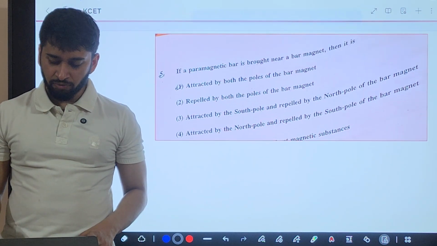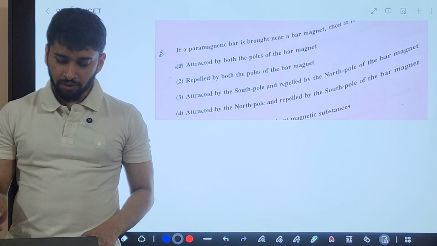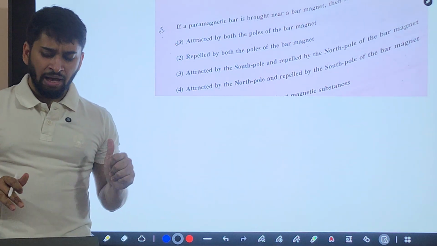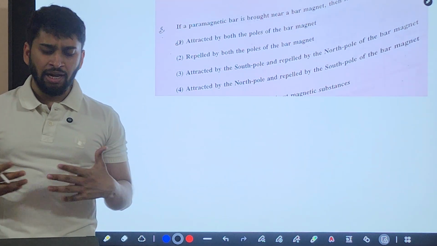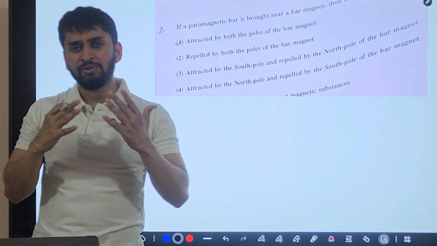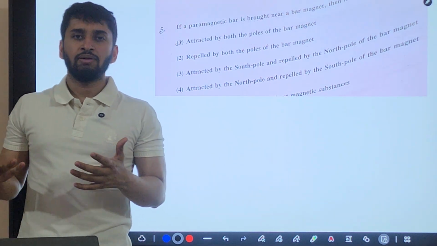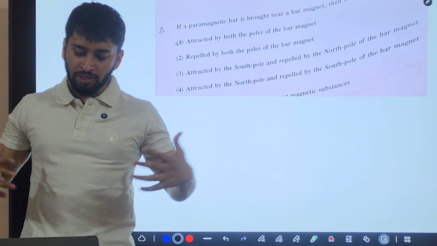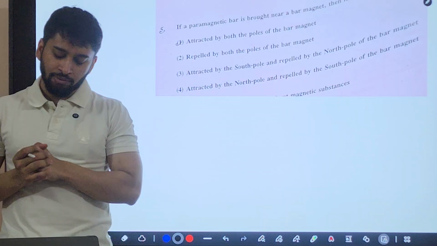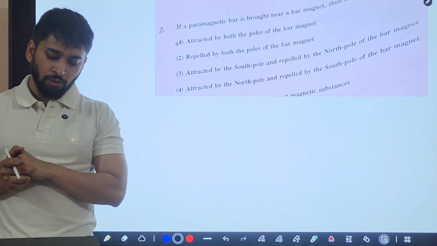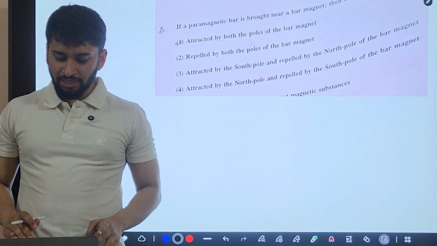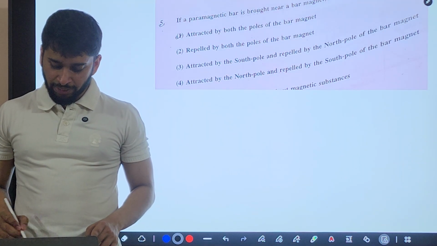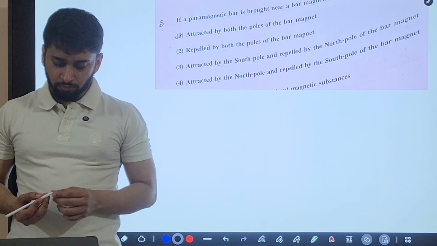See here, fifth one, this question, what does it say? If a paramagnetic bar is brought near a bar magnet, then what happens? Paramagnetic substances get feebly attracted to magnets, whereas diamagnetic gets repelled, ferromagnetic gets strongly attracted. So it will be attracted. Okay, it will be attracted by both the poles of the bar magnet.